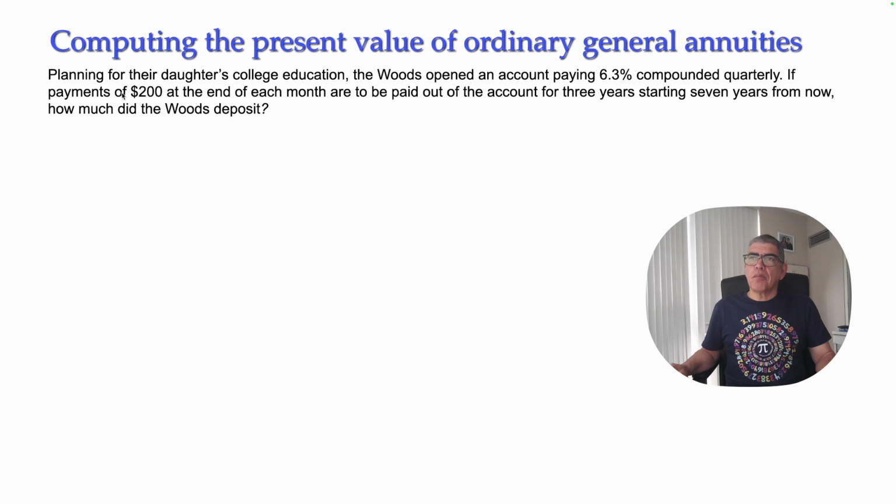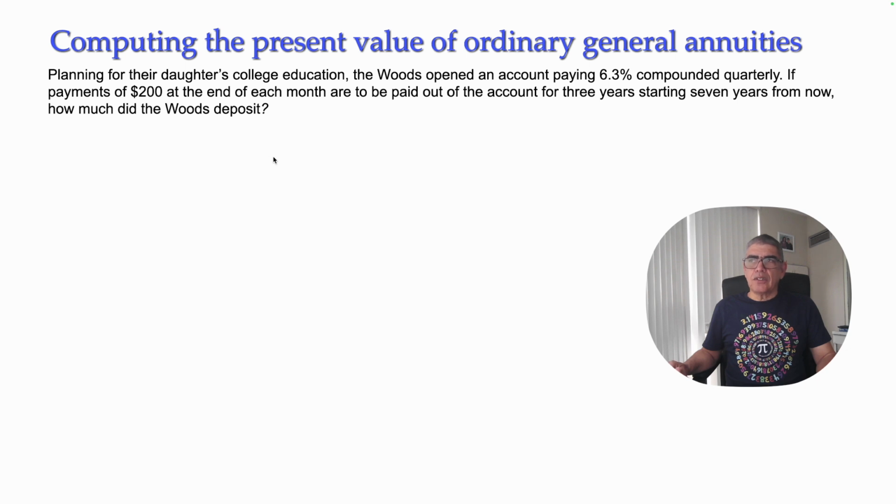This video shows an application problem involving the computation of the present value of a general annuity. This is the problem. Planning for their daughter's college education, the Woods opened an account paying 6.3% compounded quarterly. A payment of $200 at the end of each month are to be paid out of the account for 3 years. Starting 7 years from now, how much did the Woods deposit?